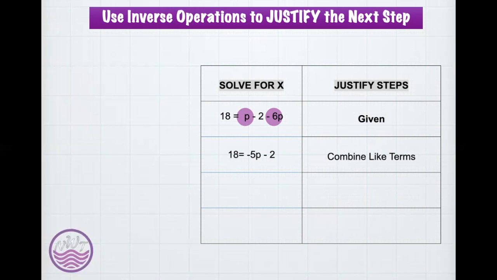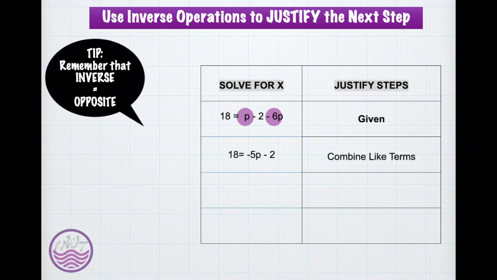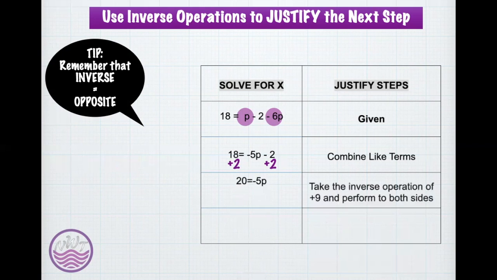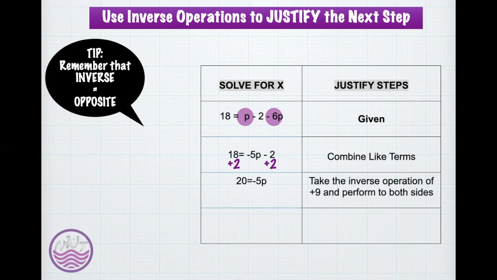So my justification for that step is I combined like terms. That's it. I justified what I did in purple, and that's all I need to do. From here, the rest is the same. I need to isolate the p and leave that for the last step. So I'm going to get rid of that -2, remembering that inverse equals opposite. That's going to be our tip for this video. If I have -2, the opposite of that is +2. So I need to add 2 to both sides, which will give me 20 equals -5p.